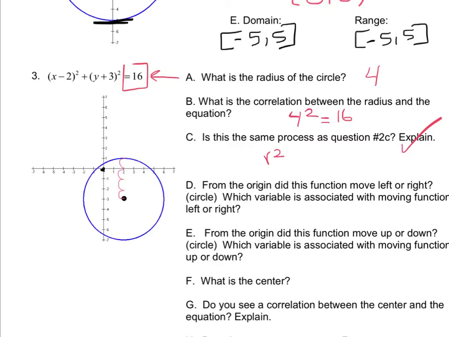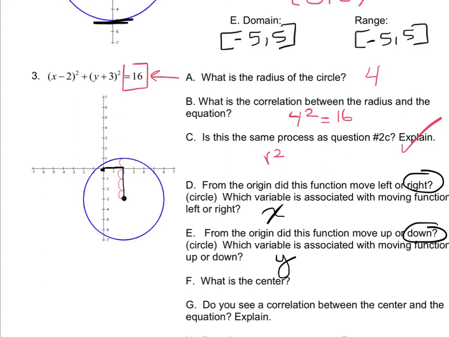As you can see, it moved 1, 2 steps to the right, so it moved to the right. Which variable is associated with moving function left or right? As you can see, I'm moving on the x-axis, so the x is associated. And from the origin, did the function move up or down? As you can see, you move down to get to your center. So you move down. And which variable? As you can see, I'm moving on the y-axis since I'm going up and down, so this has to do with the y.